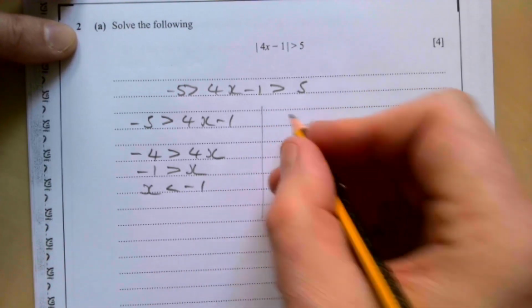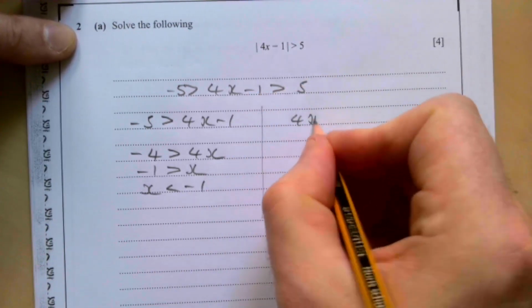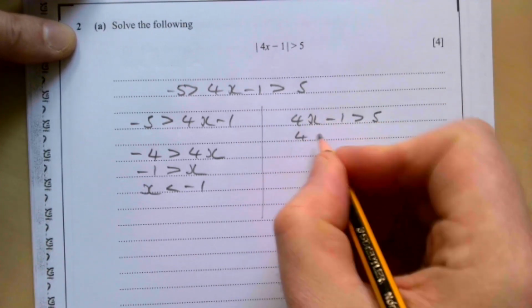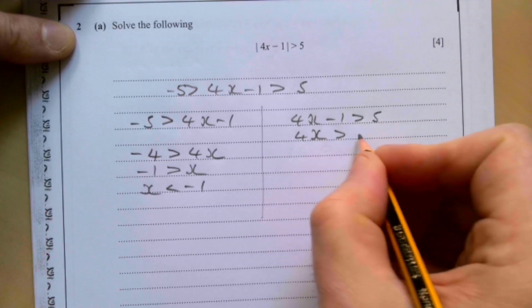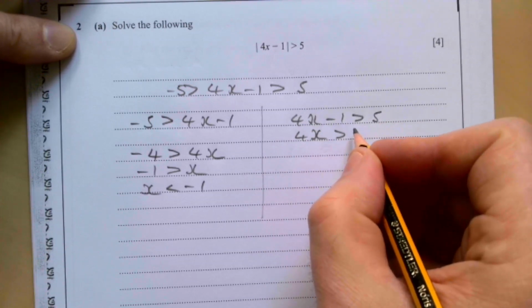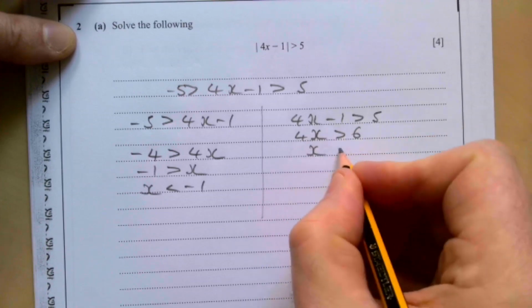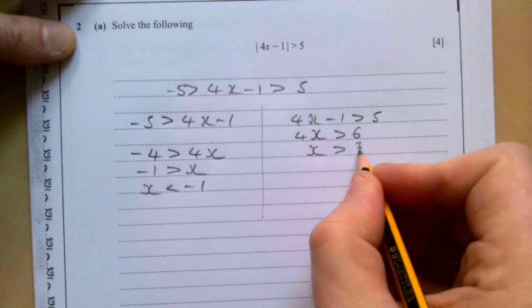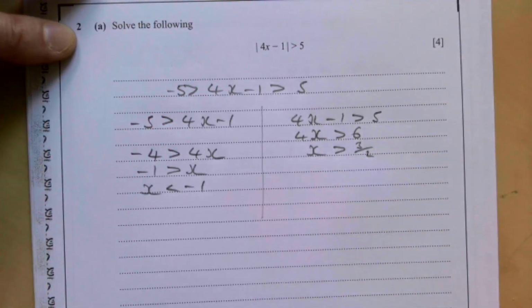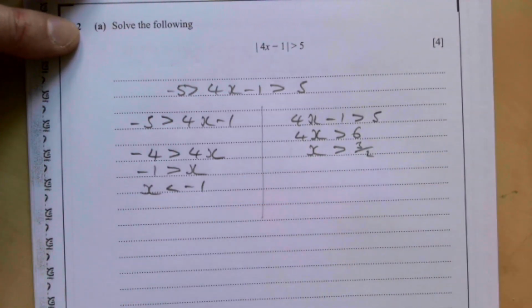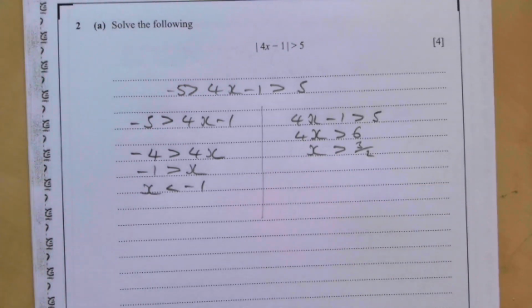So that means x is less than minus 1. The other option here is 4x minus 1 is greater than 5. That obviously gives me 4x is greater than 6, and x is greater than 3 over 2. So we have x is less than minus 1 and x is greater than 3 over 2. Part B.